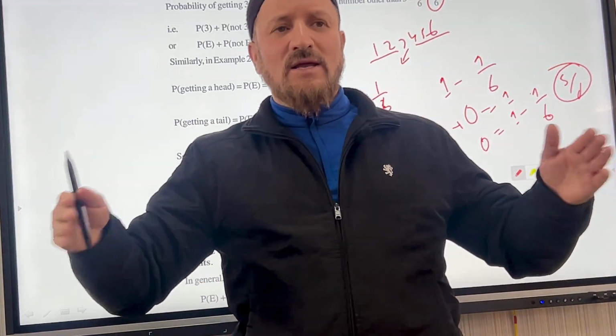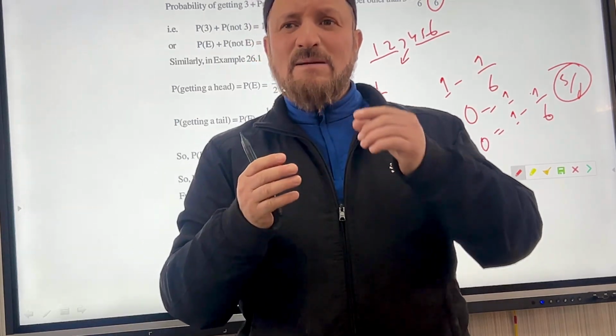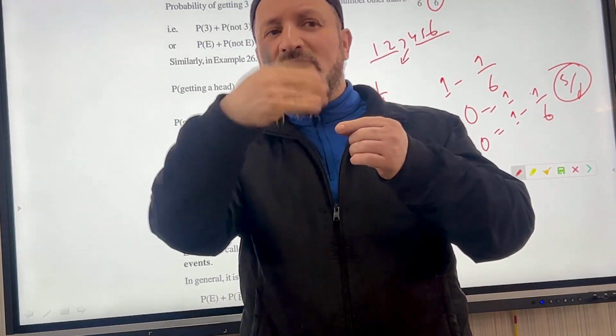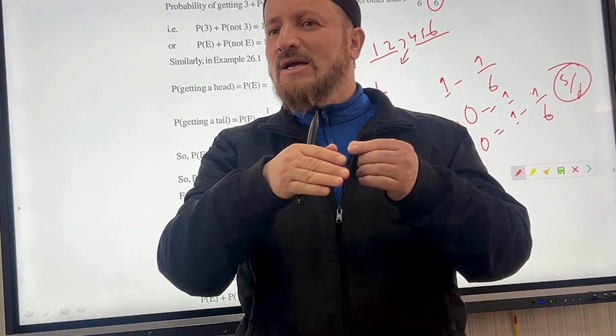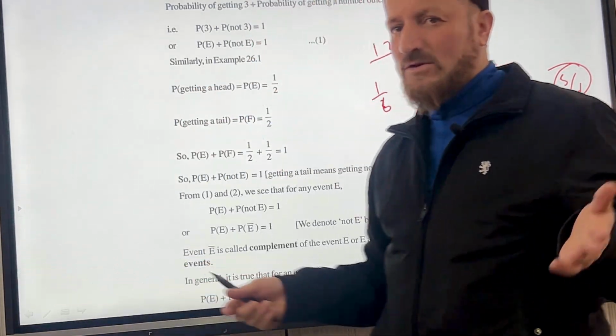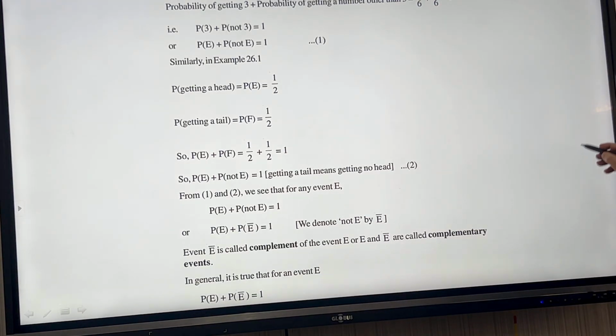Elementary events को अगर हम ऐड करेंगे, that will be again 1. लेकिन अगर हम कोई इवेंट लेंगे और उसके बाद देखेंगे जो बाकी बचते हैं, उस इवेंट के बगैर जो बाकी बचते हैं, उनको भी सम अगर करेंगे, वो भी आएगा क्या? 1. Got it? Simple.